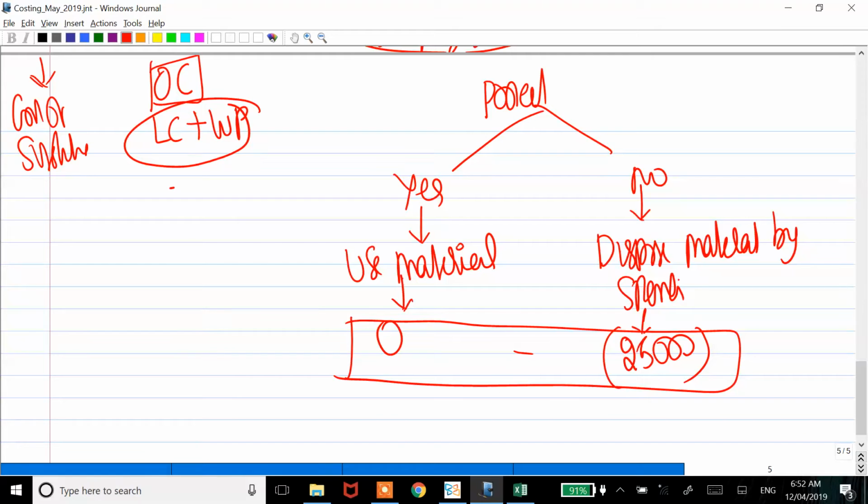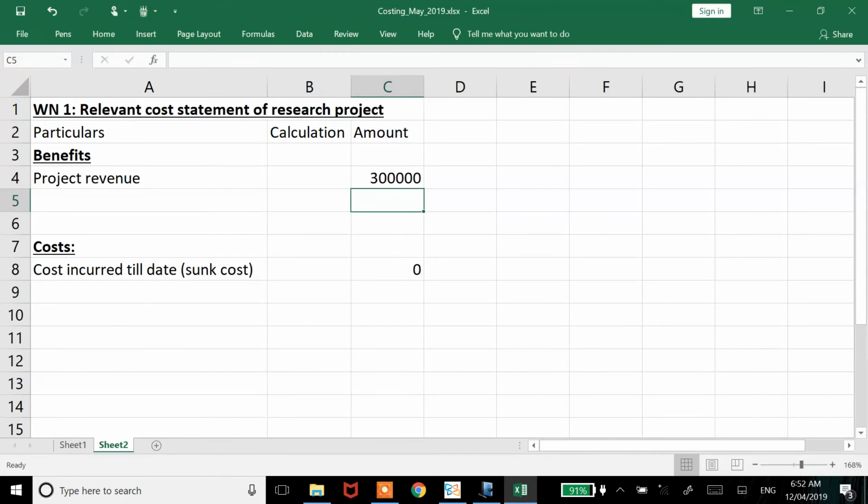Clear? Any doubts on this? The relevant cost in this scenario is negative 25,000. So you can write it either as a benefit or as a cost of minus 25,000. Both places you can write. I am writing it in the benefit: saving in disposal cost, 25,000. By using this raw material, I don't lose anything. In fact, I save something.